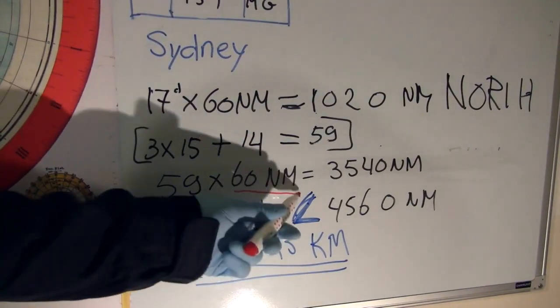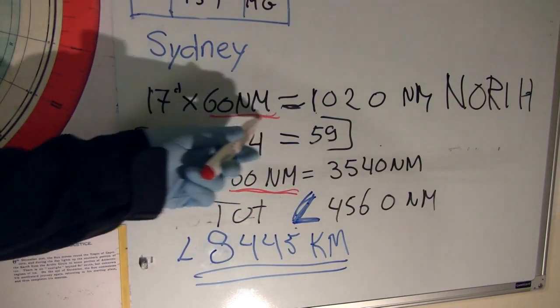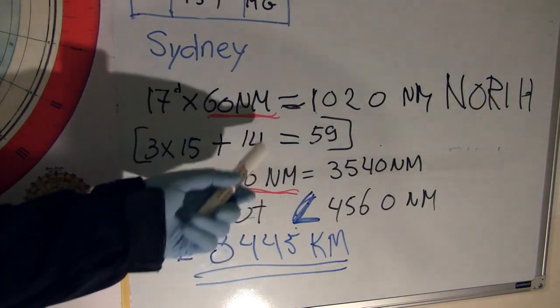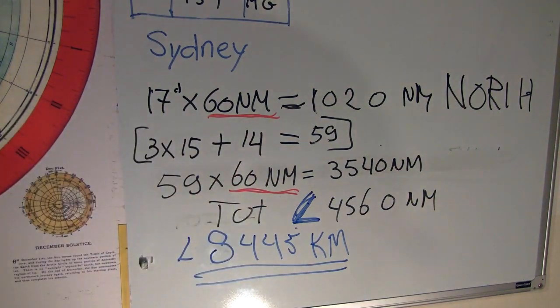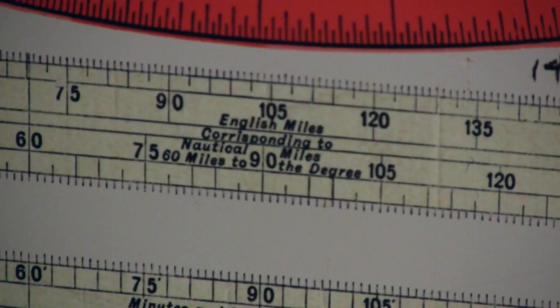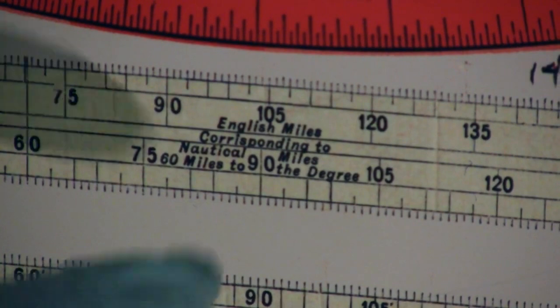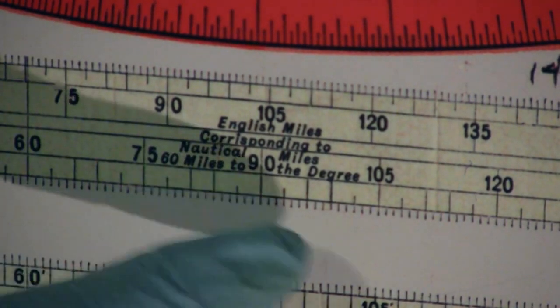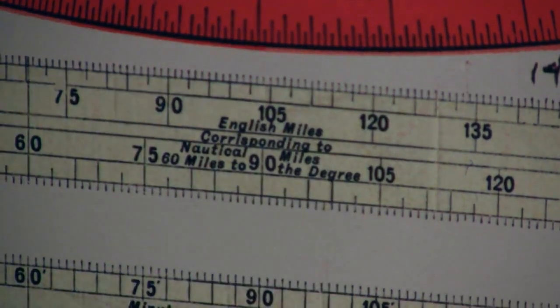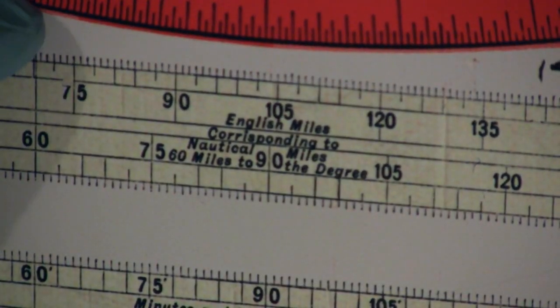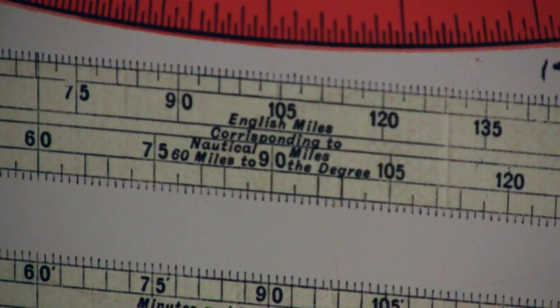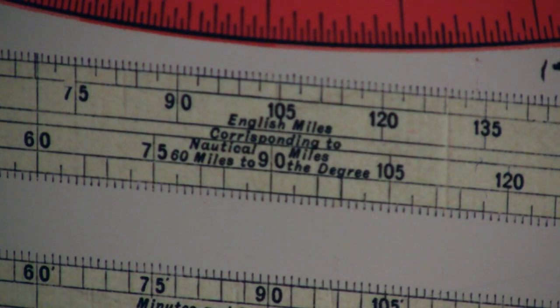Why 60 miles? To answer this question, we have to read between the lines. And it says, "60 miles to the degree." It means each degree is in reality 60 nautical miles.